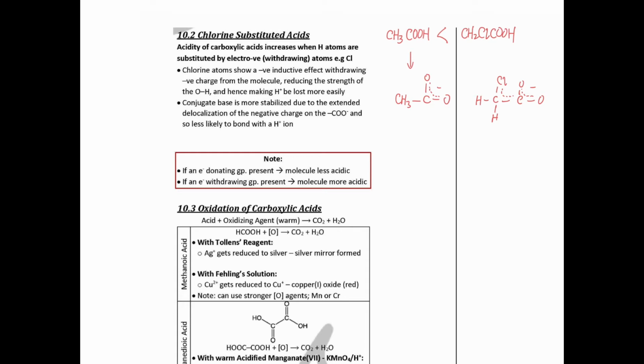Now, let's see the next part. Note: if an electron donating group is present, the molecule is less acidic. So for example, an electron donating group is the alkyl group. If you have a bigger alkyl group, then it's less acidic. If an electron withdrawing group is present, for example chlorine, then the molecule is more acidic. Okay, so this is the conclusion. And now let's see the next one.